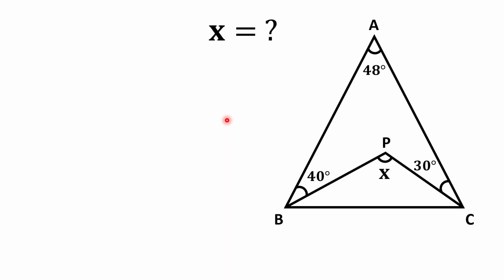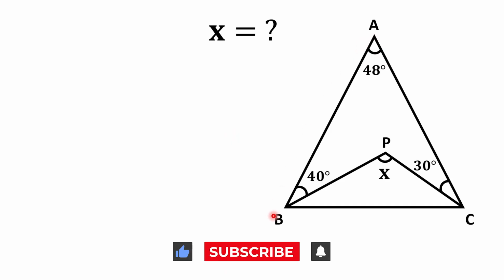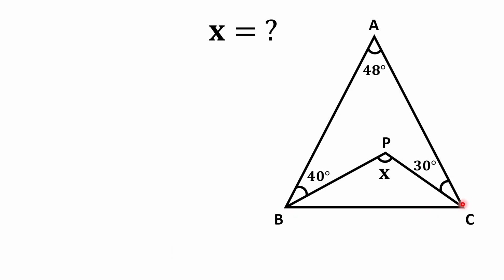In today's video, we're going to solve a geometry problem step by step and find the missing angle x. In this question, we have two triangles, the triangle ABC and the triangle PBC.